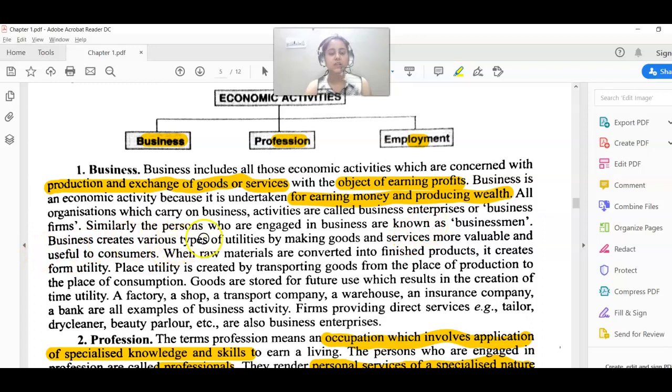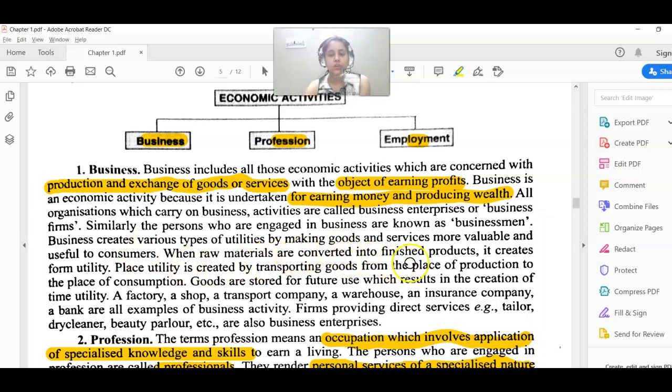Business creates various types of utilities. How? By making goods and services more valuable and useful to consumers. For example, I am manufacturing food here and it is required in another state of the country. So there are other middlemen, businessmen involved. They buy food from my factory and transport it to another state. So they are creating place utility by transporting that particular item from one place to another.